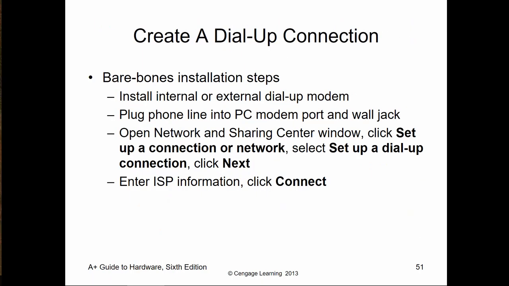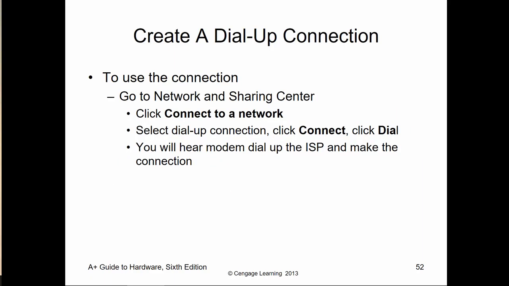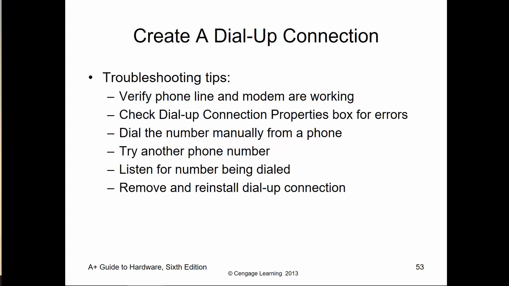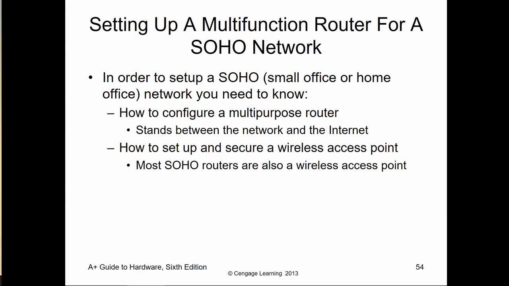Most of the time, the bare bones installation for dial-up connections is: we install a modem, we do the configuration for the connection for a dial-up modem as outlined by your carrier, and we go to connect. And again, we're going to be getting the detailed information from our carrier. This is highly unlikely for dial-up because dial-up's not really used anymore, but it should work. Basic troubleshooting steps are to verify the modem, verify the phone line, verify it's plugged in, and verify the details with your ISP.